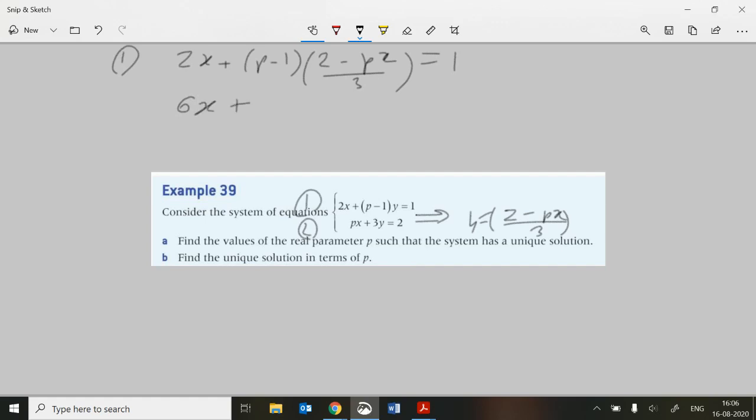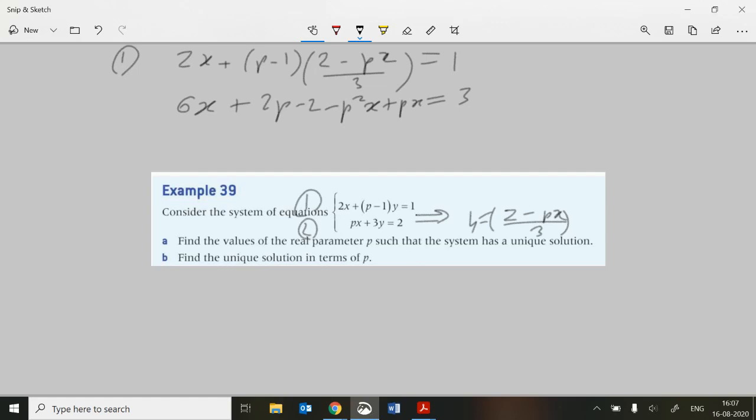We've got 6x plus, then we're going to multiply this by this. We're going to remember to times by our 3 on the other side as well. And so we've got, what have we got? We've got 2p and minus 2, and then we've got minus p squared x, there we go, and so that was this one times by this one here. If we do this times by this, we'll get plus px.